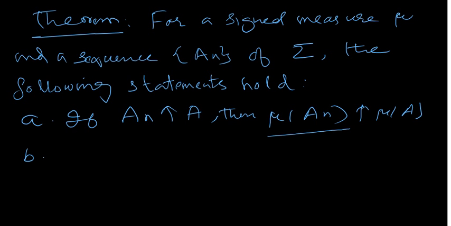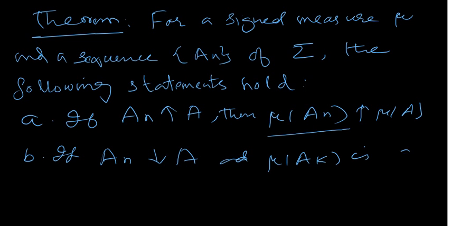And the second part is if An decreases to A. Decrease का मतलब क्या है, this sequence is decreasing means A1 contains A2, A2 contains A3, A3 contains A4 and so on and so forth, और इसका जो intersection है वो A के बराबर है. And one more condition is that mu of Ak is finite. Finite means it's a real number. Okay, mu of Ak is a real number for some k.